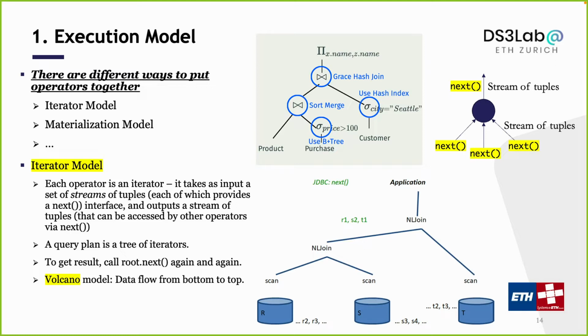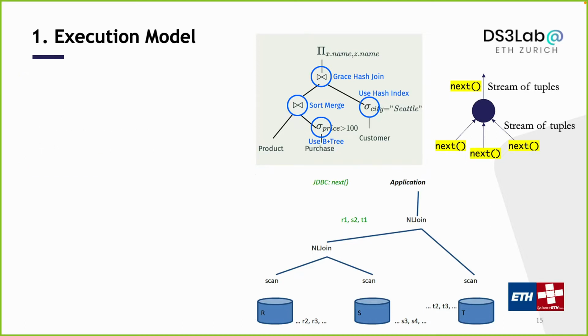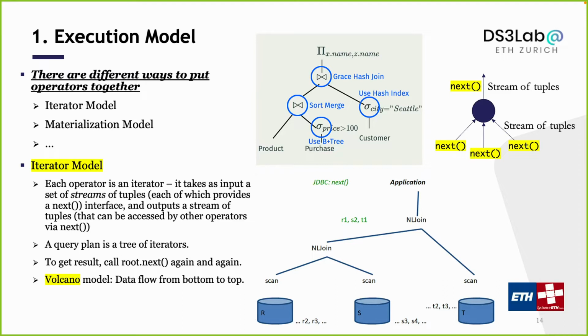This is sometimes called a Volcano model. Since it runs like a volcano, right? All the way from the bottom to the top. Okay? And then how to get the next tuple, right? You just call the next function from the root. So far so clear, right? So I mean, it's a very natural way of running this DAG of operators. Okay? But this is not the only way.